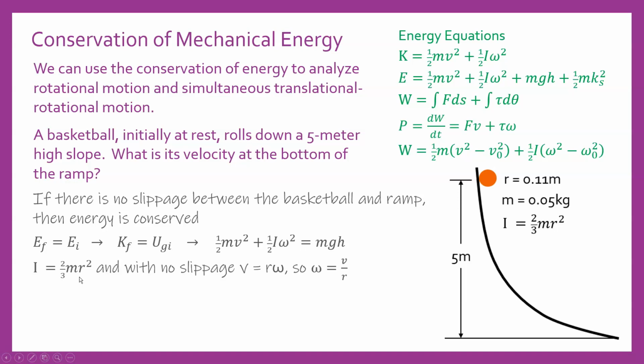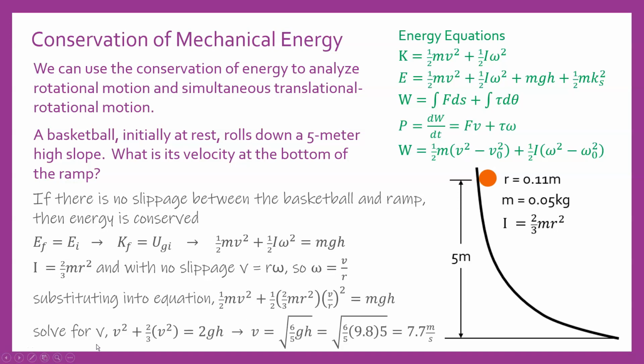We know the rotational inertia, and when there's no slipping, we know that the velocity is equal to r omega, so we can rearrange that and come up with omega. And now we can plug those terms into the equation, and we can solve for velocity, and we're left with, in general terms, the square root of 6/5 times gh. And plugging in our numbers, we get 7.7 meters per second.